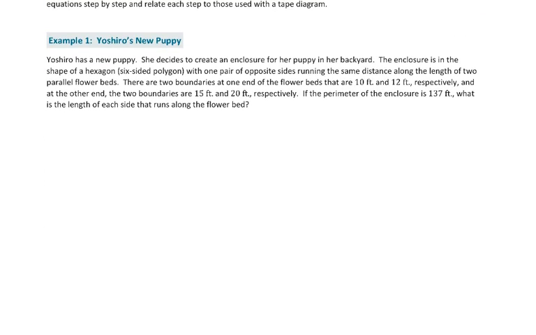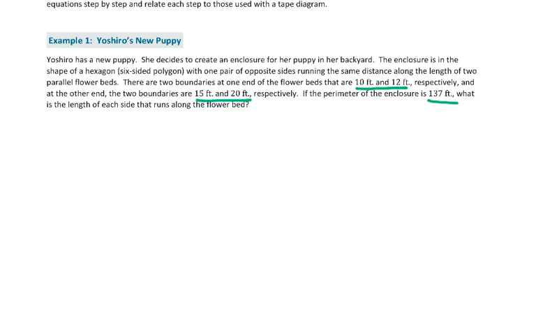So Yoshiro has a new puppy. She decides to create an enclosure for her puppy in her backyard. The enclosure is in the shape of a hexagon, with one pair of opposite sides running the same distance along the length of two parallel flower beds. There are two boundaries at one end of the flower bed that are 10 feet and 12 feet, respectively, and at the other end, two boundaries that are 15 feet and 20 feet, respectively. If the perimeter of the enclosure is 137 feet, what is the length of each side that runs along the flower bed?